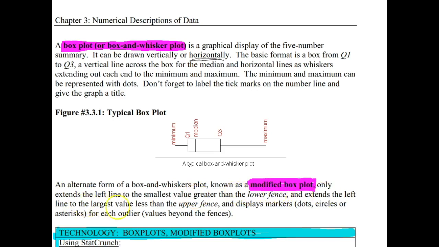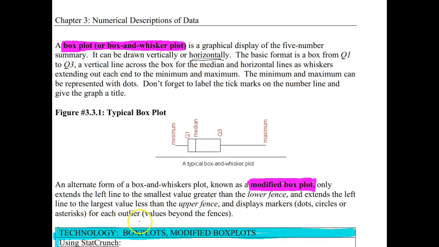And that only extends the left line to the smallest value that's greater than the lower fence. Okay, so the lowest value that isn't considered a low outlier, and it extends the right line to the largest value that's less than the upper fence. So again, it only goes out to the highest value that was not a high outlier. And it displays with certain markers like dots or circles or asterisks, depending on the form of technology you're using, for each of the outliers.